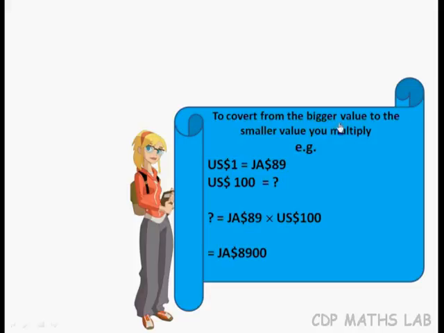So to convert from the bigger value to the smaller value, you multiply. So here it is now. We want to find out how the teller came up with $8,900. Simply, you multiply the 89 by the 100, and therefore that is converted to 8,900 Jamaican dollars. So if she wants to purchase 100 US dollars, then she would have to spend 8,900 Jamaican dollars to get 100 US dollars.